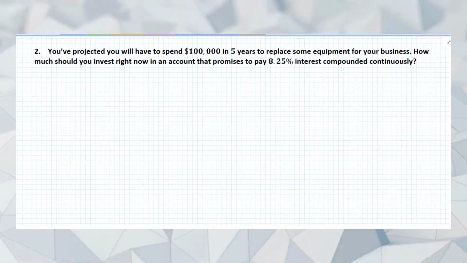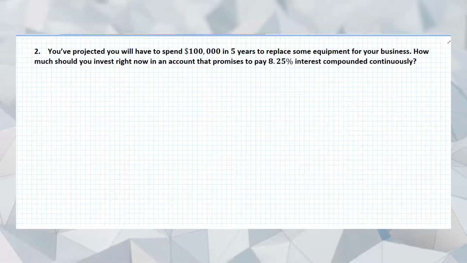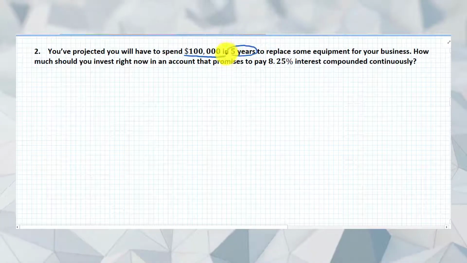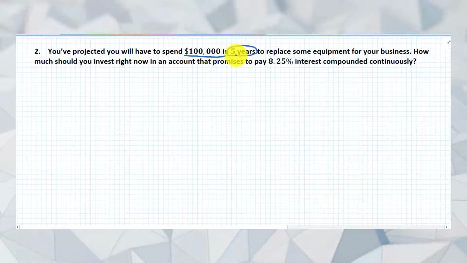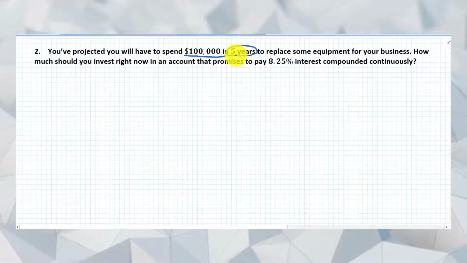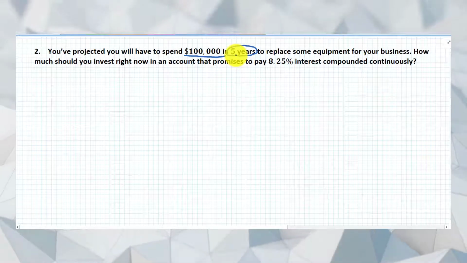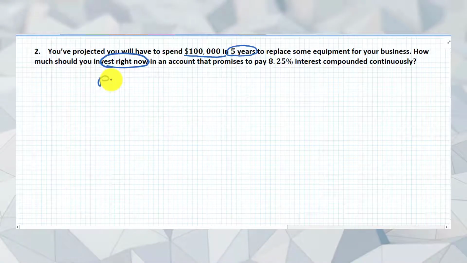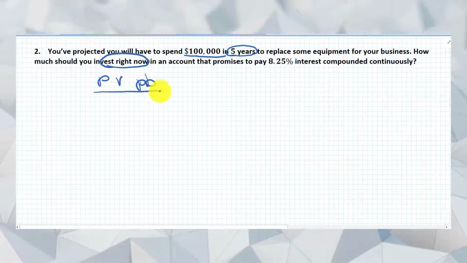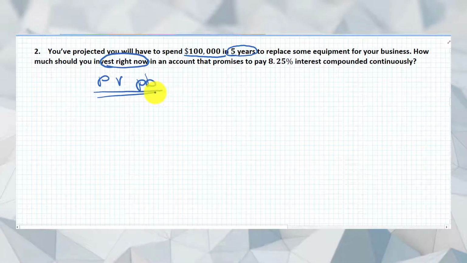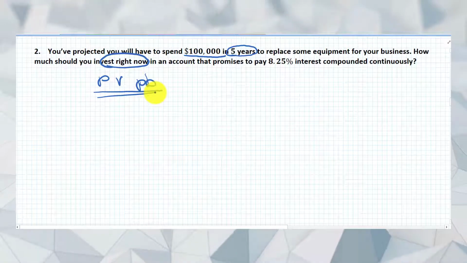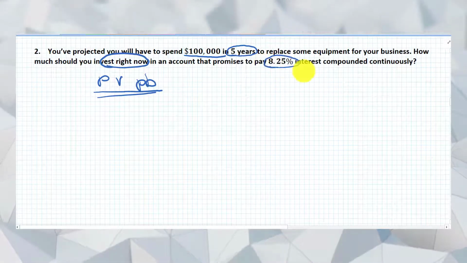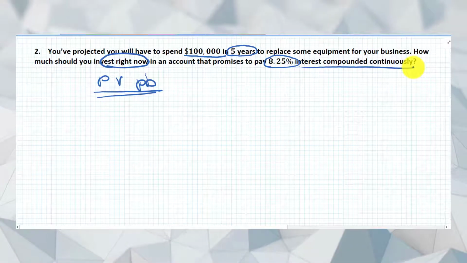Now, in this example, you're projected to have $100,000 in 5 years, okay? And you want that because you want to replace some equipment in your business. How much should you invest right now? So this is a present value problem, right? It's a present value question. How much do I need right now? If I'm going to place my money in an account that pays 8.25% interest compounded continuously.